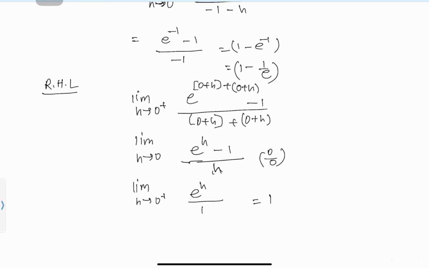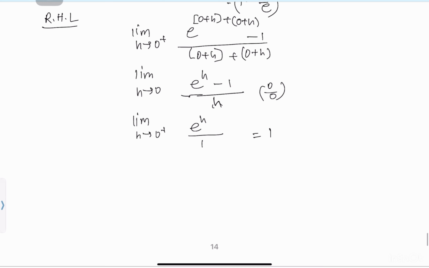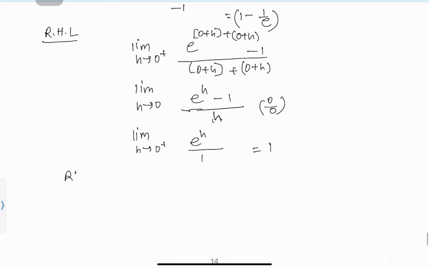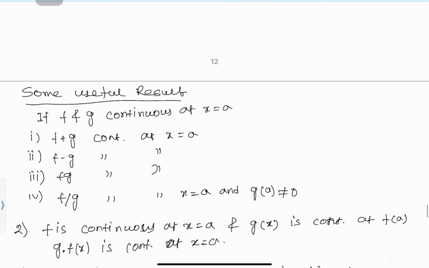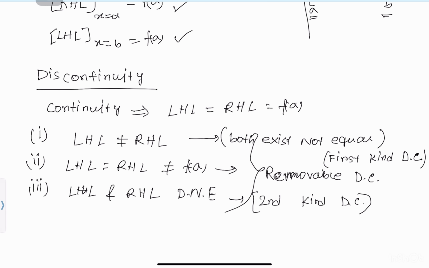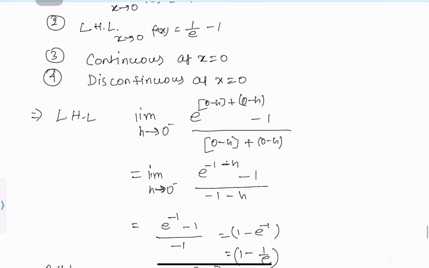Clear? But given that maybe minus 1. Yes, minus 1. So RHL is not equal to LHL. This is obviously a discontinuity. Okay, so now tell me one thing, what kind of discontinuity is this? Look here, both are finite but not equal. That means it may be first kind. Let's check once. LHL and RHL both exist, and not equal, so first kind. Okay, so this is the first kind of discontinuity.